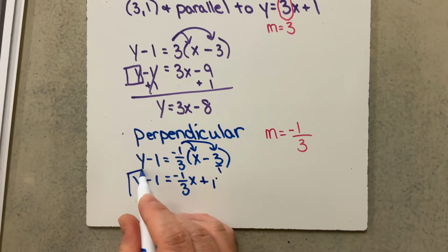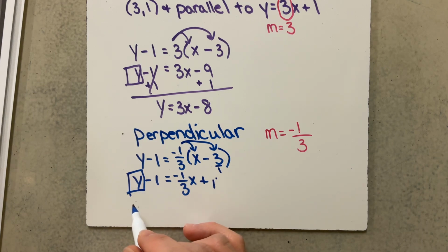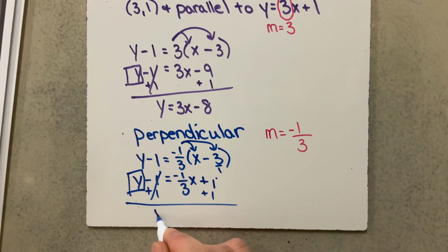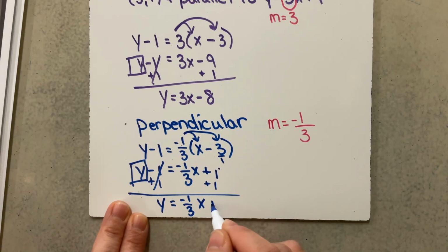Now, I'm still solving for my y because I want to get back to slope-intercept form. So I'm going to add 1 to both sides. And that gives me y equals negative 1/3 x plus 2.